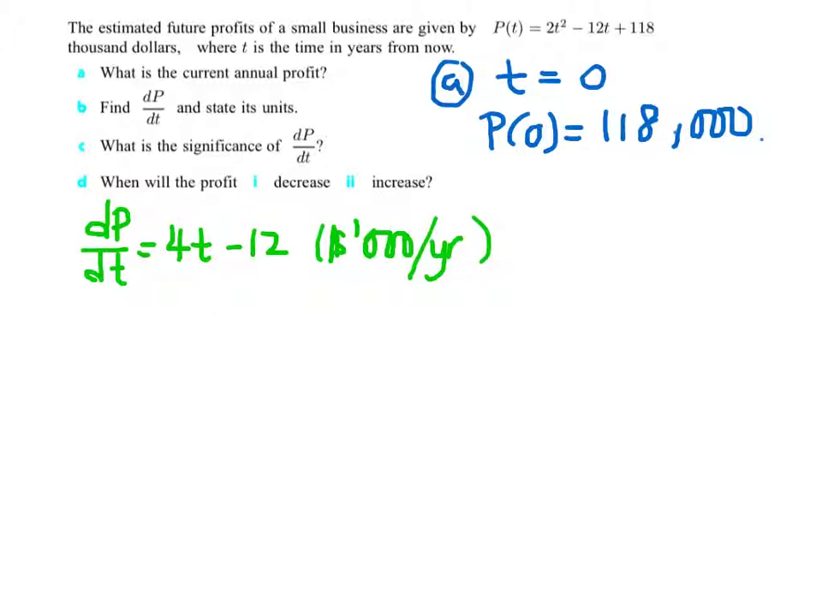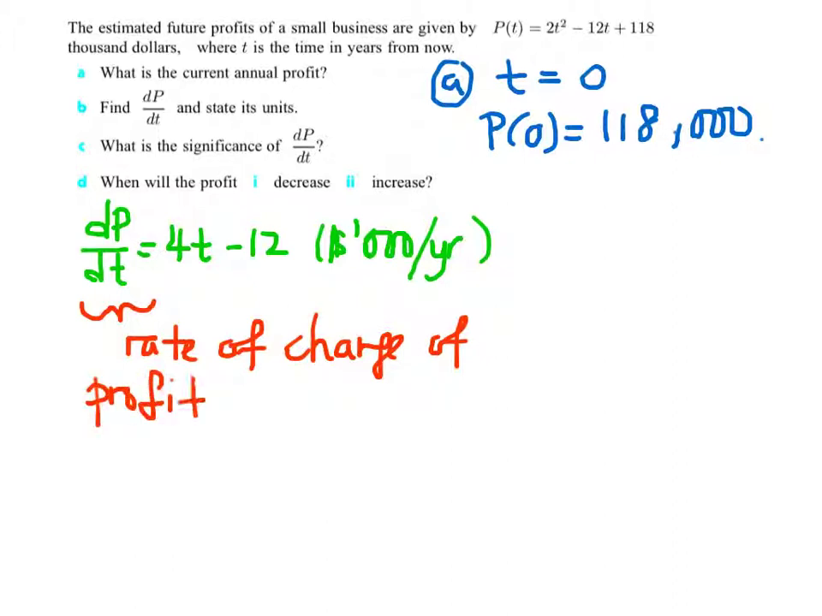Then how about the significance of dp/dt? What does it represent really? Let's think simply: p is profit, and t is time. So dp/dt represents the rate of change of profit. You can track the change of profit at a certain time if you want to, but generally this is the rate of change of profit with time.